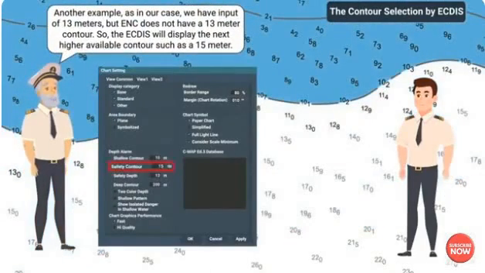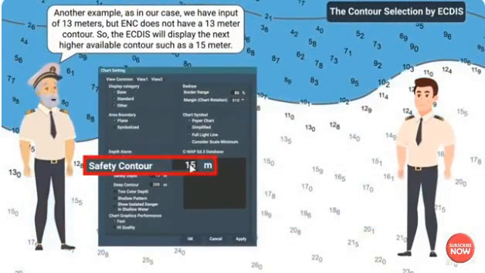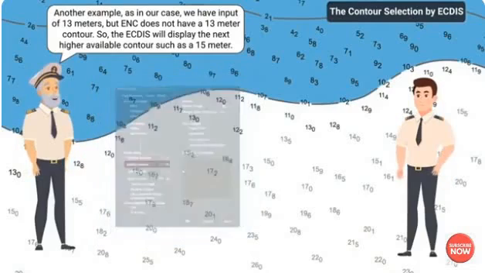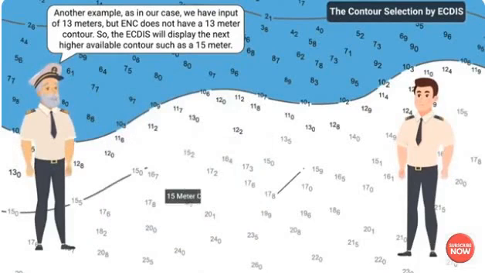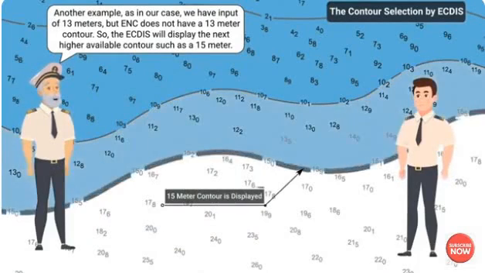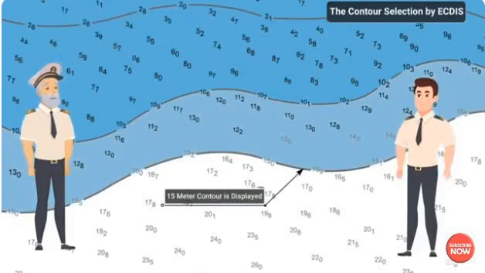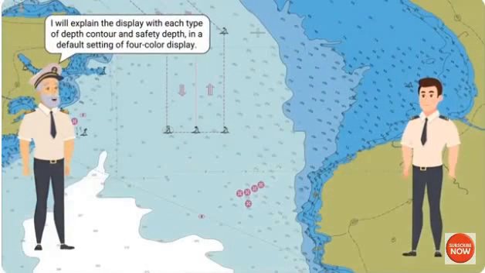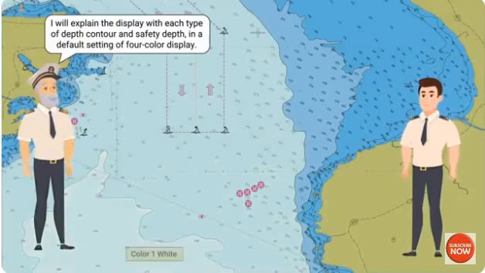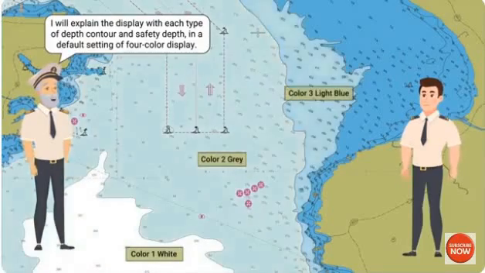Another example, as in our case, we have an input of 13 meters, but ENC does not have a 13-meter contour, so the ECDIS will display the next higher available contour, such as a 15-meter. I could understand it very well. I will explain the display with each type of depth contour and safety depth in a default setting of 4-color display.